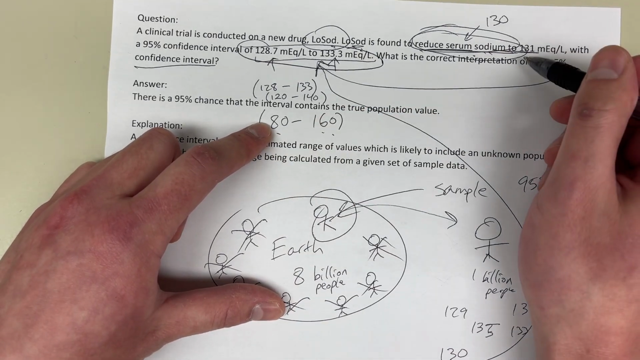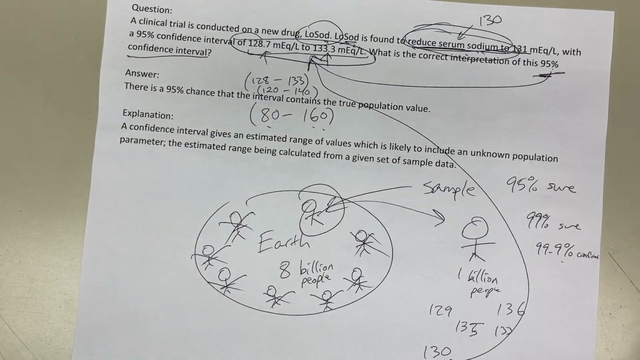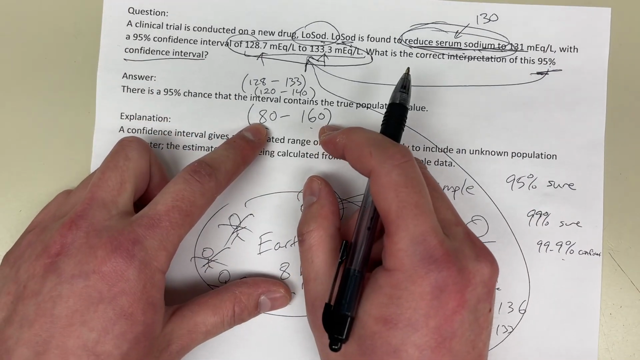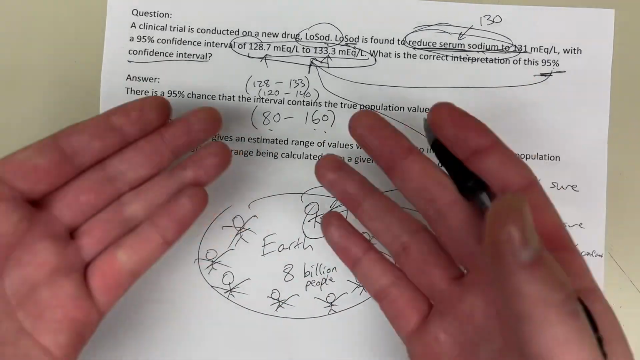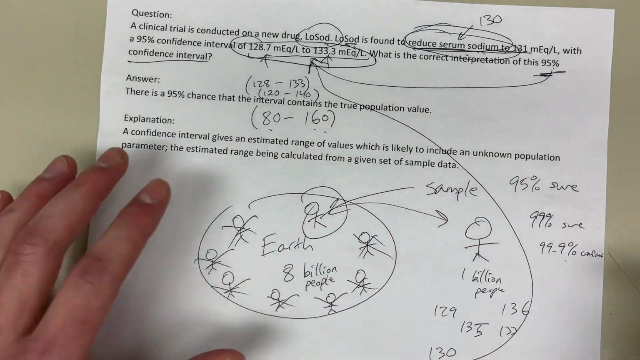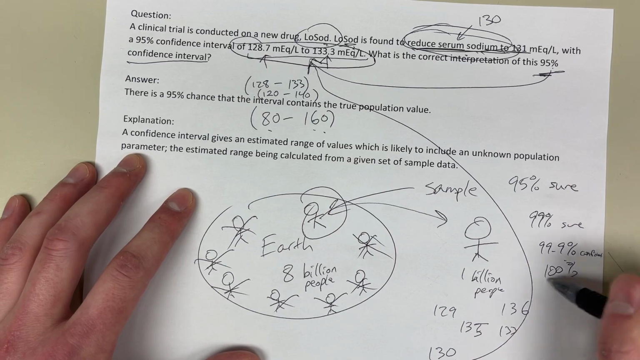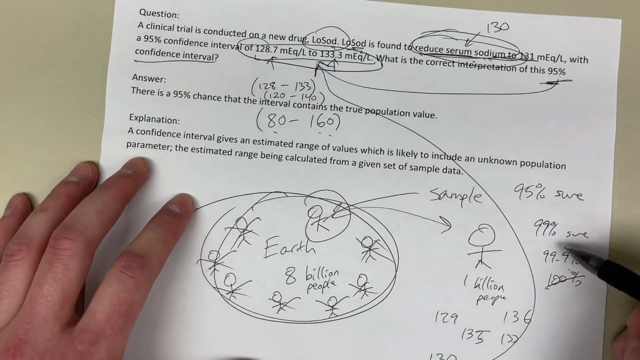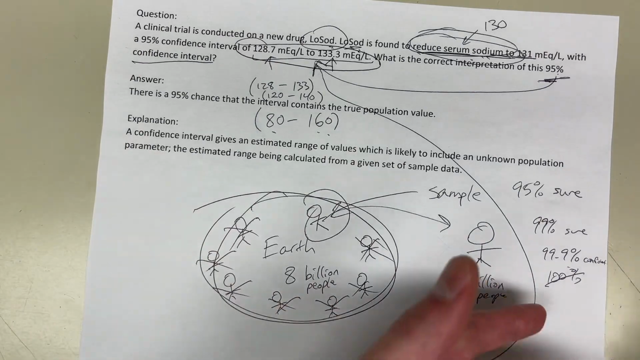Not many people have, like, the normal sodium level is between 135 and 145. So if you include these numbers, obviously, for sure, it's going to be in that range. You can't be 100% sure because you'd have to test everybody on planet Earth, which is impossible. So that's why you calculate a confidence interval.